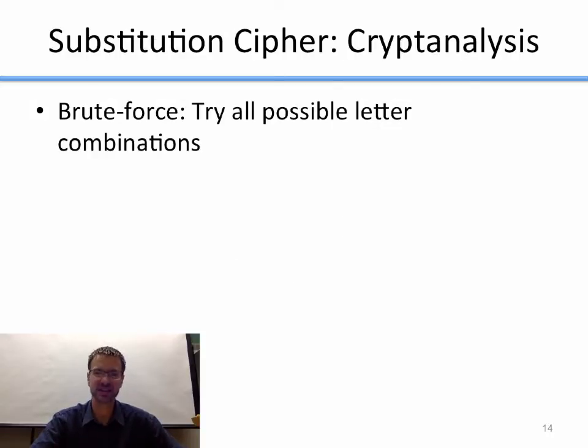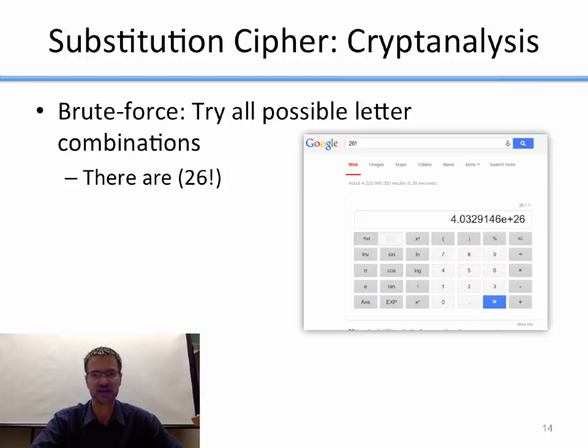So how can I break this? Well, if I cryptanalyze this, what do I need to do? For the brute force approach, I would try all possible letter combinations. Well, this could be a problem because there are 26 factorial different ways that you can organize 26 letters. Whenever I need to do big number math, because I think 26 factorial is probably pretty big, I always go to Google, and Google will do it for me. So I type in 26 factorial, and it tells me, oh, this is 4 times 10 to the 26. Okay, I'm probably not going to do that by hand.